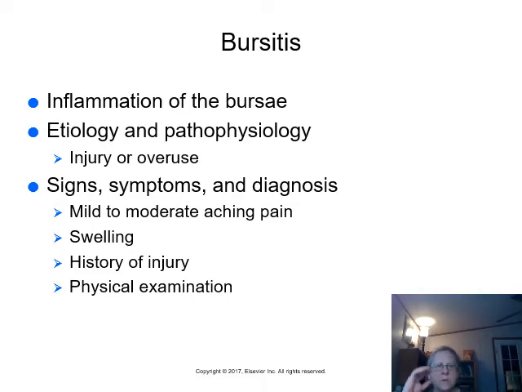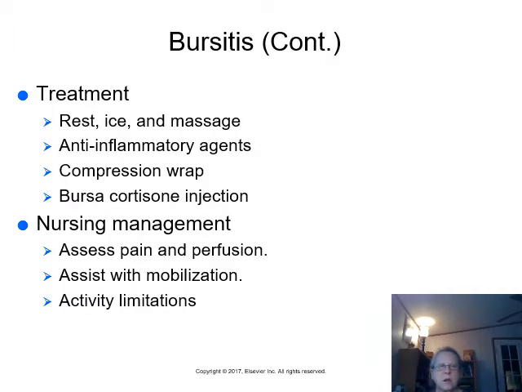Our signs and symptoms, we're looking at mild to moderate aching, pain, swelling. Maybe they had a history of injury or physical examination. The doc's going to look at it like, yeah, you've been working too much. Could be a carpenter or something like that. Treatment, we're going to use rest, ice, and massaging it. Resting it so it doesn't inflame more. Ice to shrink down the swelling. And massage, once again, is just to help with the pain.